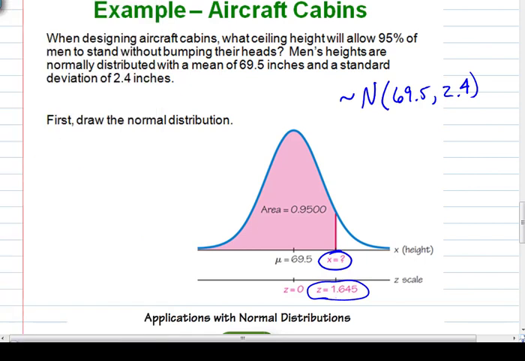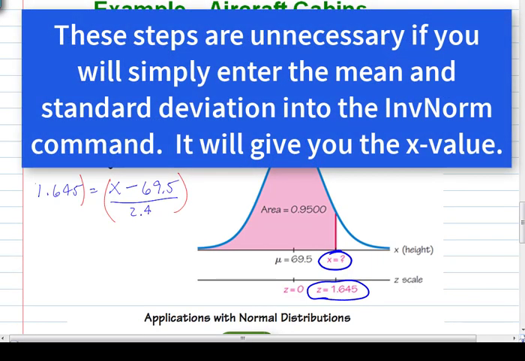If I use the formula for z-scores, the formula being z equals x minus the mean divided by the standard deviation, and I plug in the numbers that I have, I have 1.645 equals x minus, what am I going to plug in for the mean? Divided by, we just set up a linear equation that we can solve. So what we're going to do is multiply both sides of this equation by 2.4. What you do to one side, you got to do to the other. That way you've maintained equality.